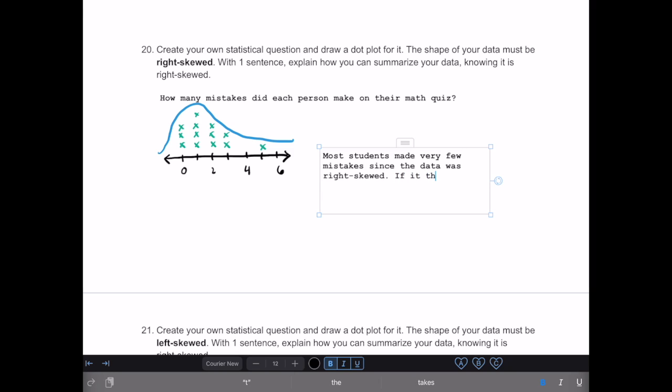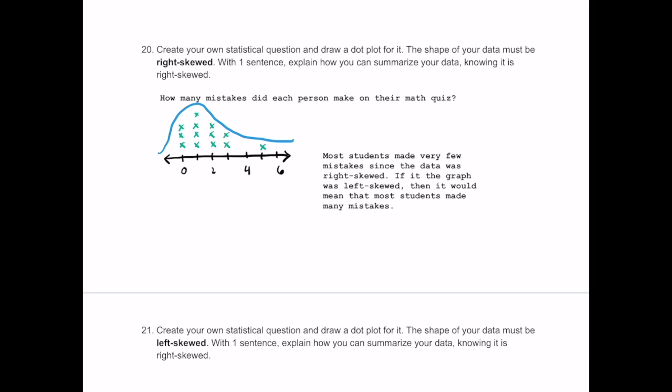If the graph was left skewed, then it would mean that most students made many mistakes. Okay, so hopefully that makes sense or is a good enough summary to convince you that if we make it right skewed, most of the data is on the left, and that is a good thing if we're talking about mistakes on a quiz or a test. Okay, so there you have number 20.